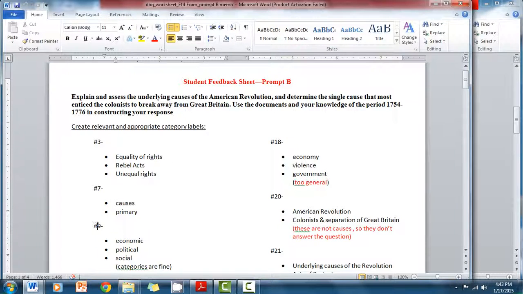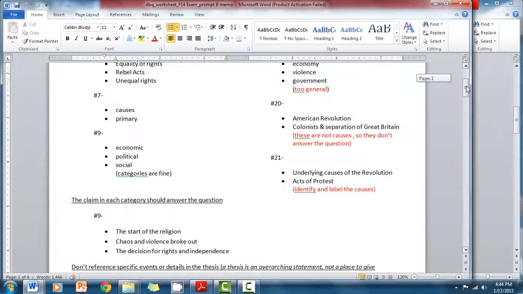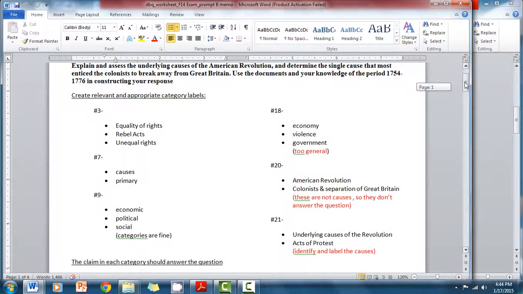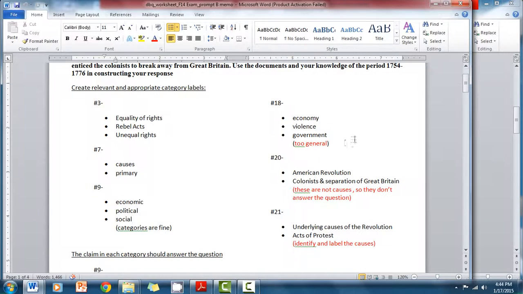So anyway, student number 9, the category labels that you used to describe the underlying causes of the American Revolution: economic causes. Okay, that's great. Political causes, social causes. Okay, that's excellent. So those categories are fine, as I noted here, but I'll talk a little later about the issue, which was when you stated the claim in each category. That was your hiccup there. But those categories are fine. They were economic, political, and social causes of the American Revolution. That sounds great to me.